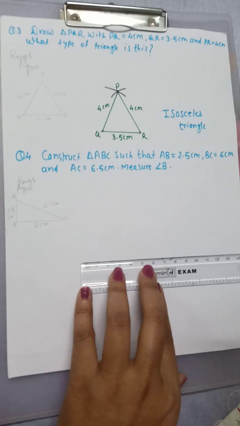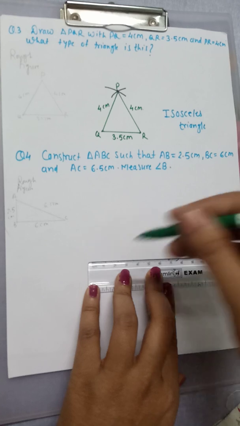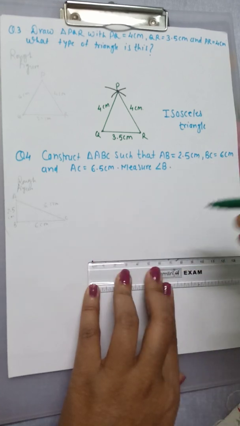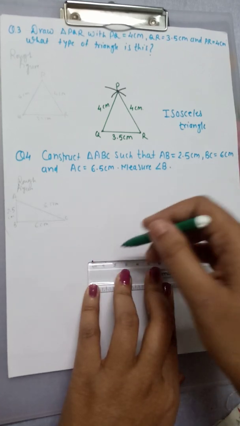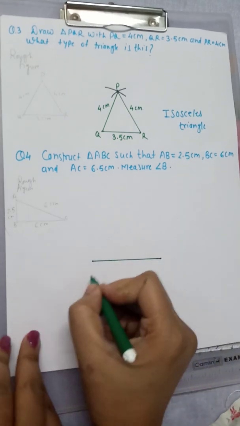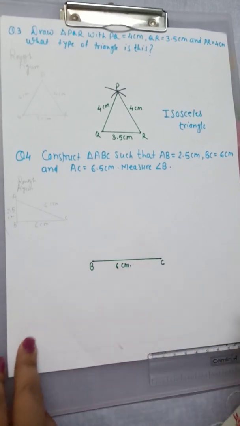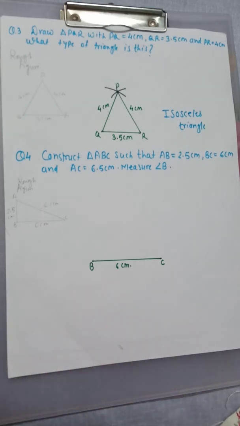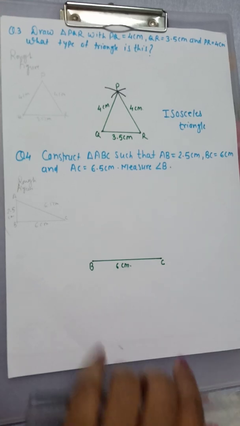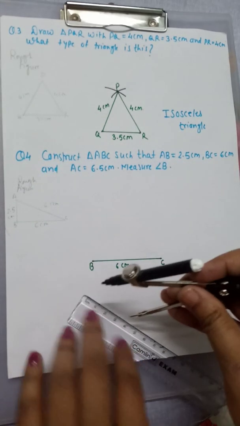So first of all we will start constructing. First we have to draw BC 6 centimeter. Draw one line segment BC 6 centimeter. So from here to here you can draw one line segment BC 6 centimeter. Then we can give name here B and C. After this you can take B as a center, stretch a compass 2.5 centimeter.